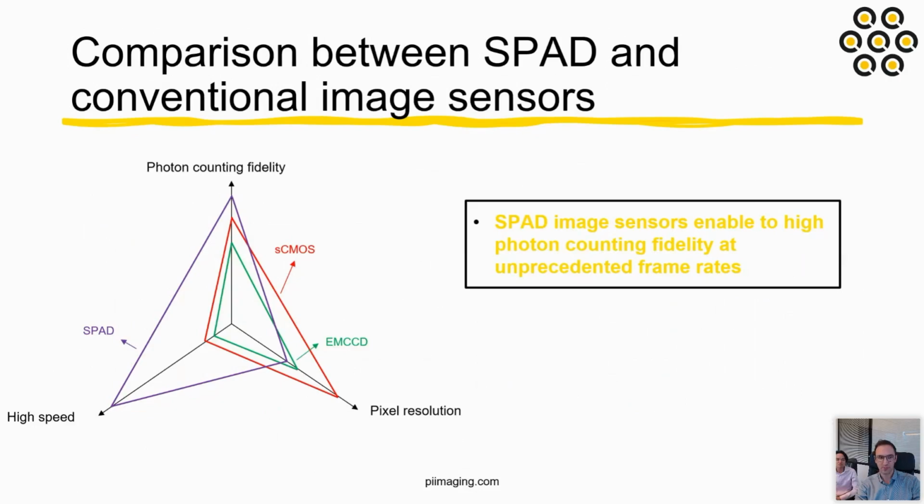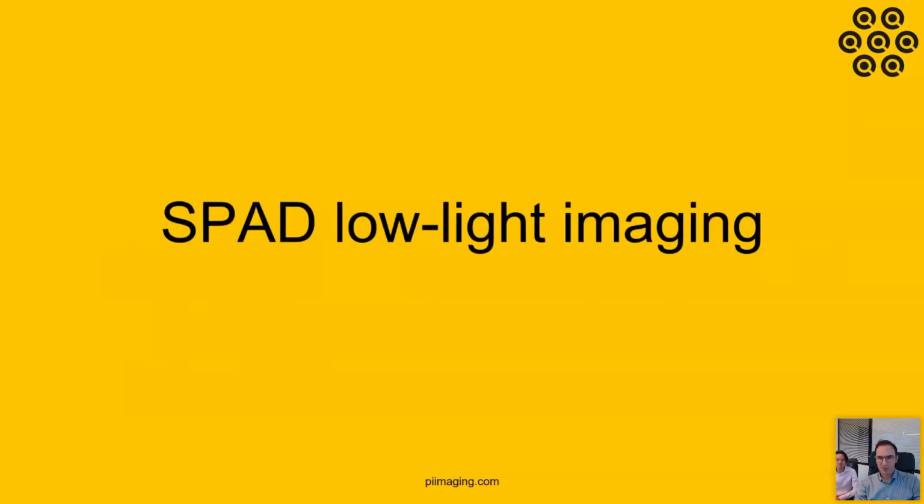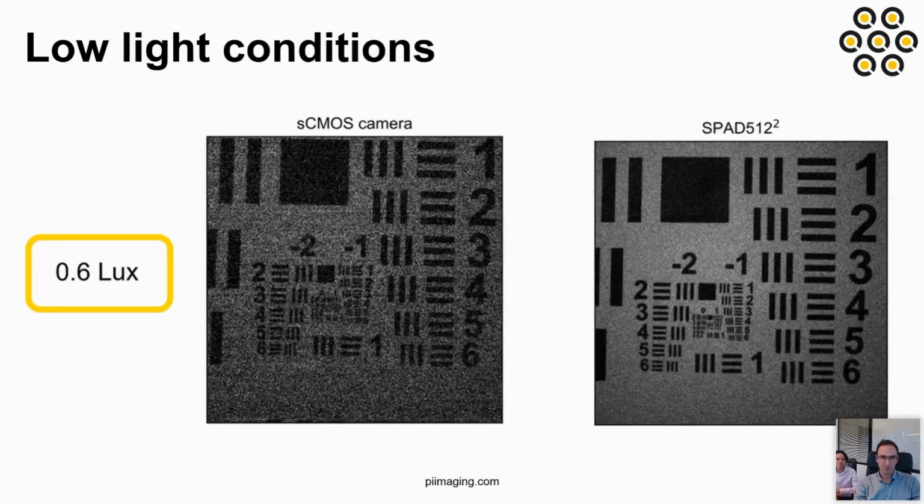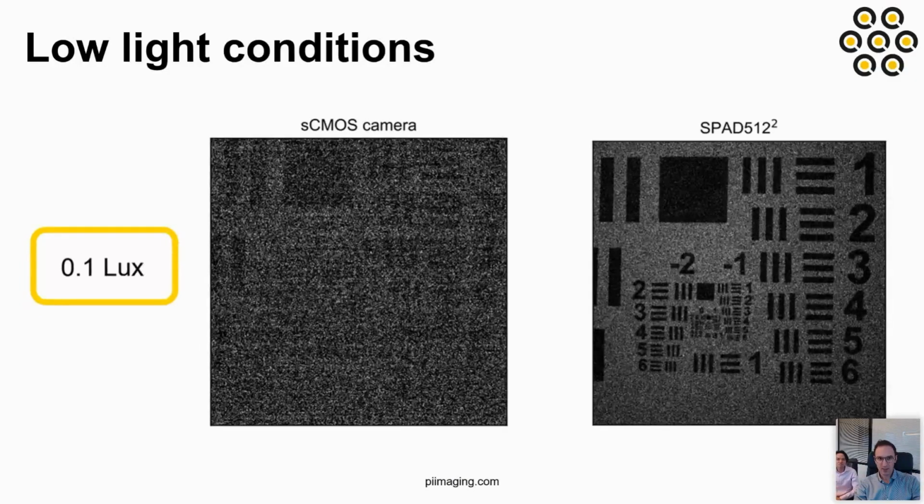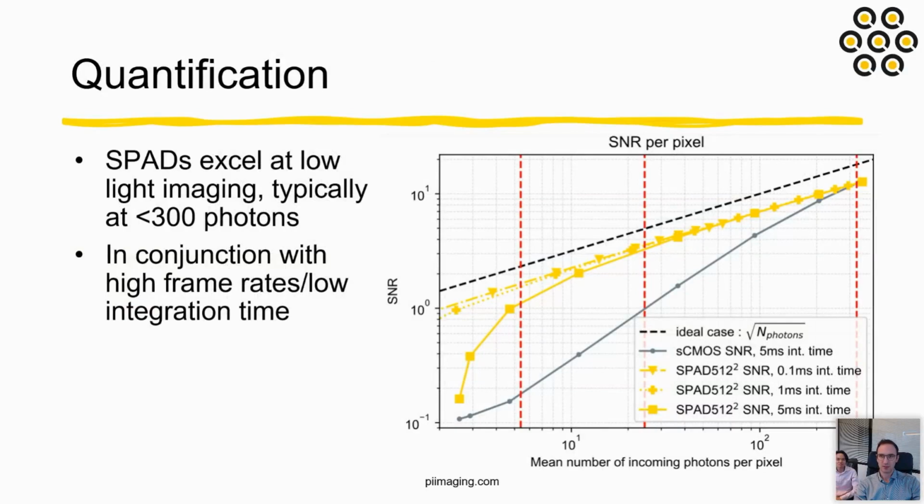Okay, to quantify a bit the low light capabilities, we also make SNR comparisons between a scientific CMOS and a SPAD. You can see the results at 0.6 lux and at 0.1 lux, and you can see the signal-to-noise ratio plot as well. So what do we see here on the right-hand side? You can see the black line, which is the ideal Poissonian distribution. Then we are dropping from this ideal distribution because of our sensitivity. So we are detecting every second photon, but it's still a Poissonian perfect line.